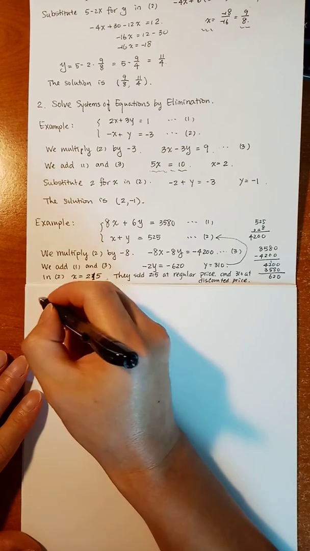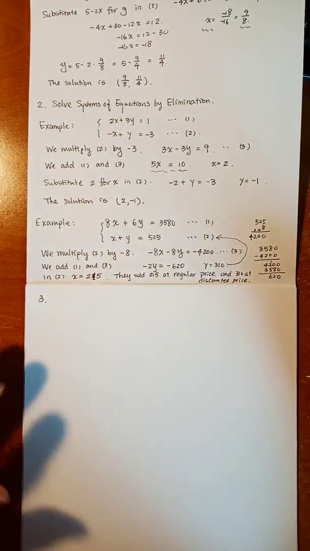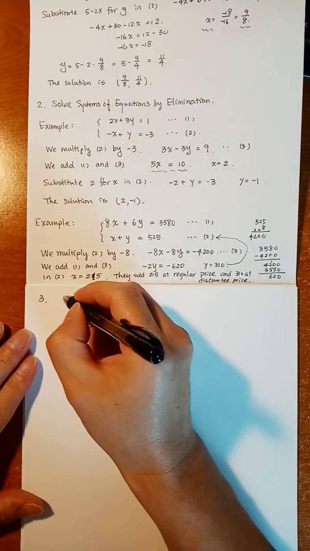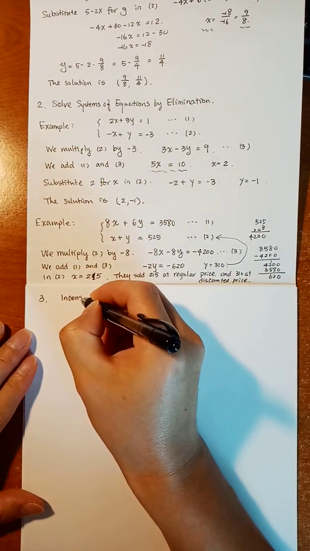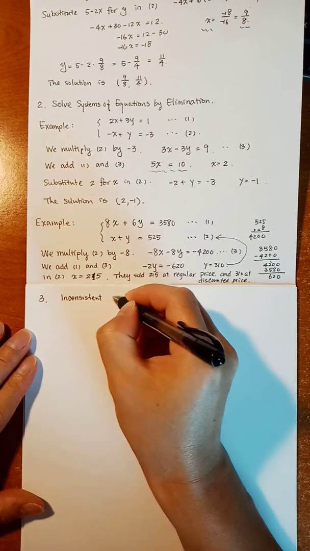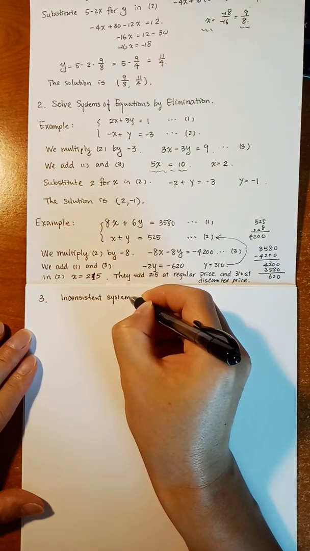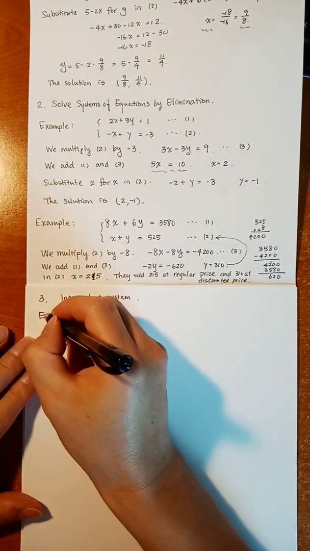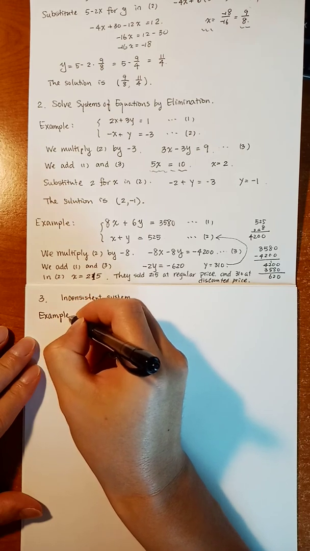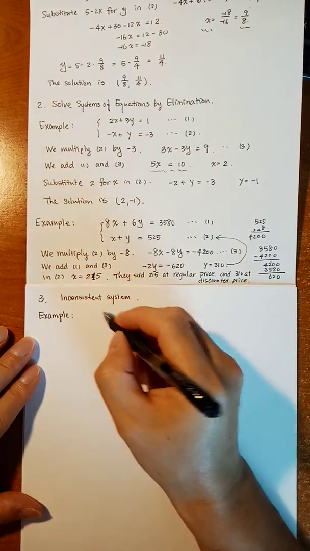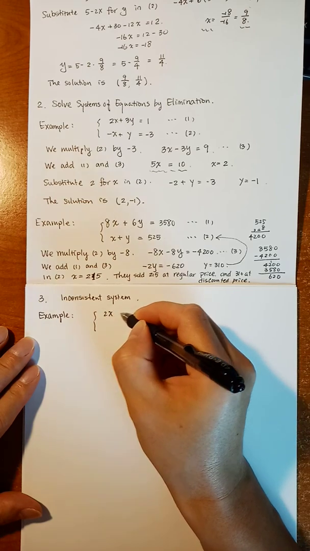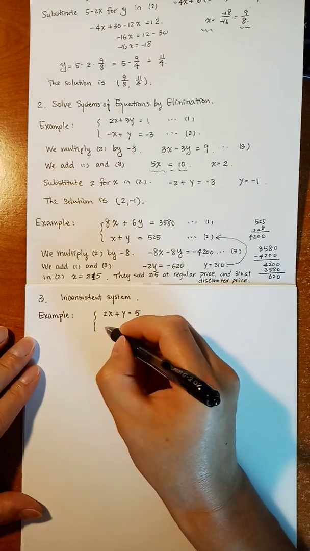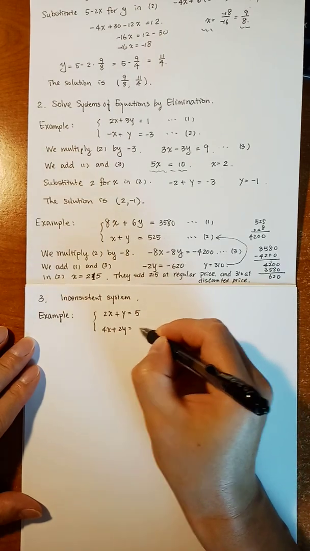Now let's see what may happen if we have an inconsistent system. What is an inconsistent system? No solution, right? Let's see the example. How can we be sure there's no solution? For example, the first equation is 2x plus y is equal to 5, and the second equation is 4x plus 2y is equal to 8.